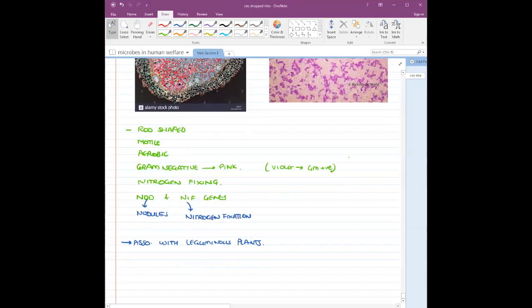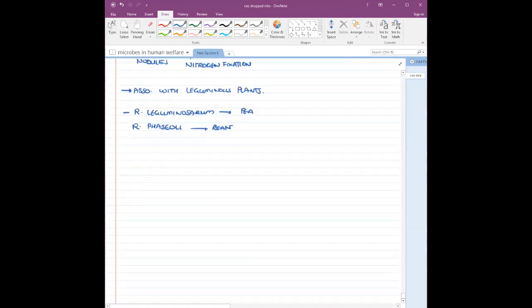Okay, so that's it. And guys, once again, we have said that we have two types of rhizobium. We have your Rhizobium leguminosarum, which is for your peas, and we have your Rhizobium phaseoli, which is for your beans. That's it. That is what we need to know with regards to your first one.